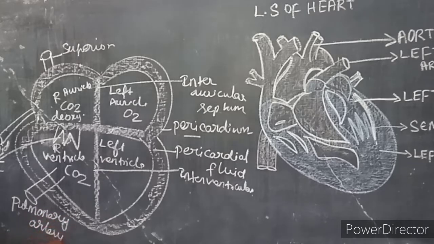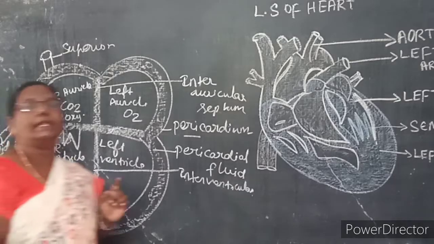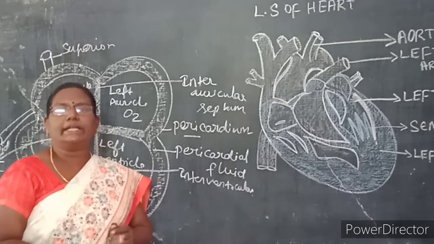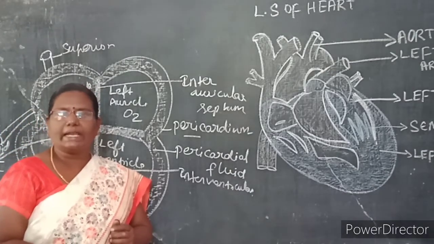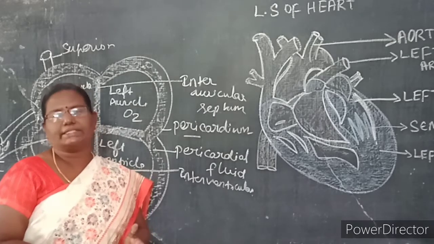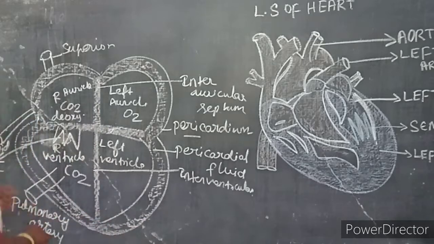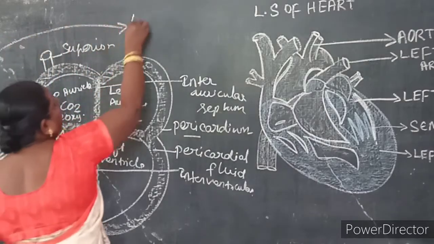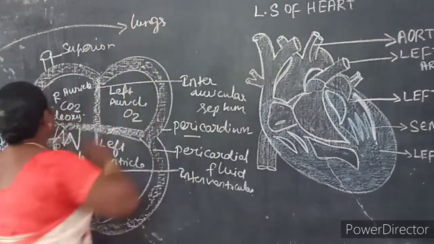So we know that arteries always carry what type of blood? Oxygenated blood. Arteries always carry the oxygenated blood except the pulmonary artery. So from the right ventricle there is what? Pulmonary artery. It carries the deoxygenated blood to the lungs for purification.